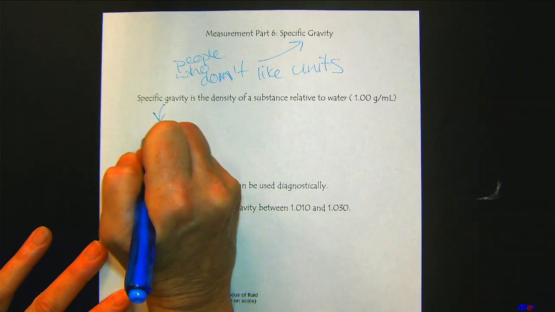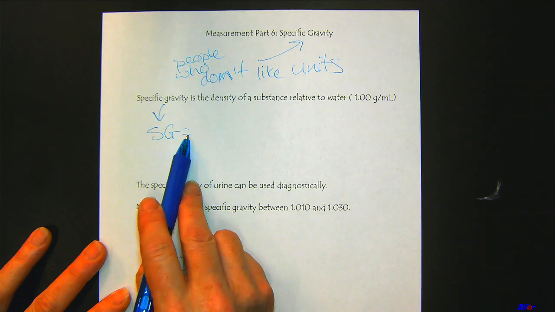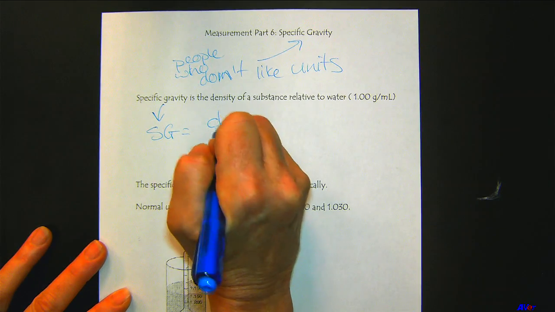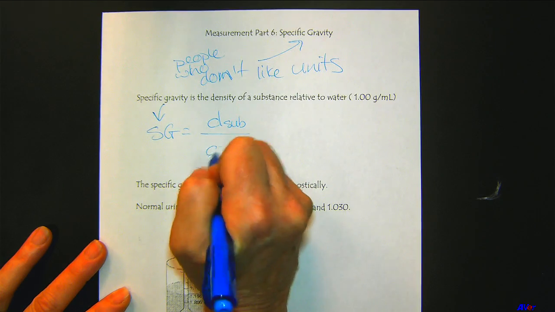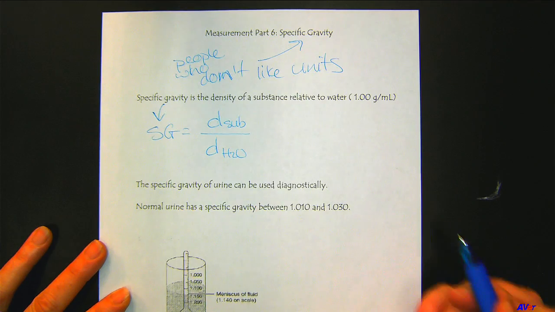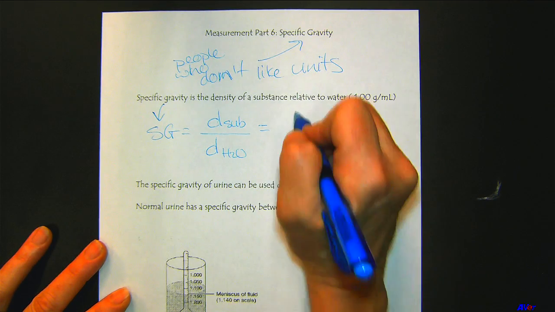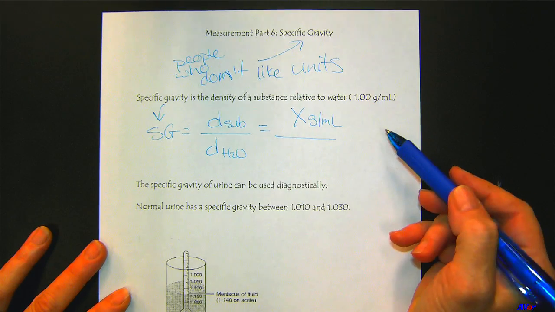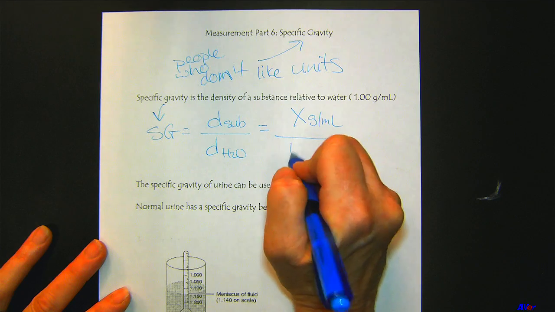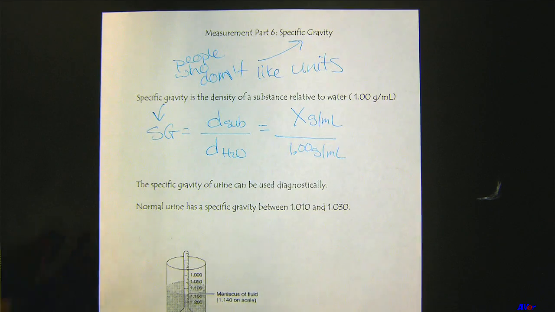All right, well, we'll use SG to abbreviate it. Mathematically, SG equals the density of a substance relative to the density of water. So whatever the density of the substance is, X grams per mil, and then fortunately the density of water is 1 gram per mil for our purposes.